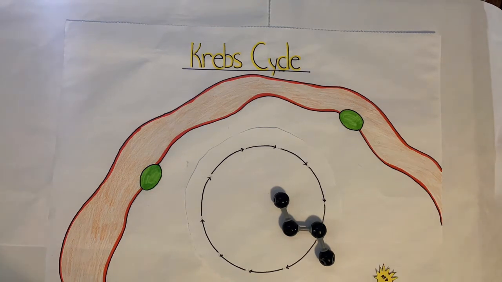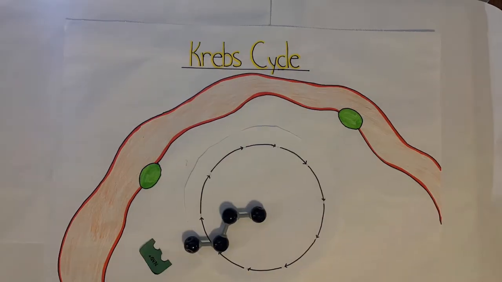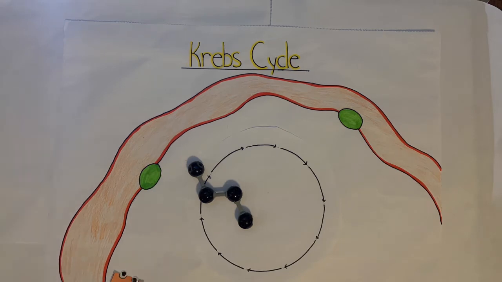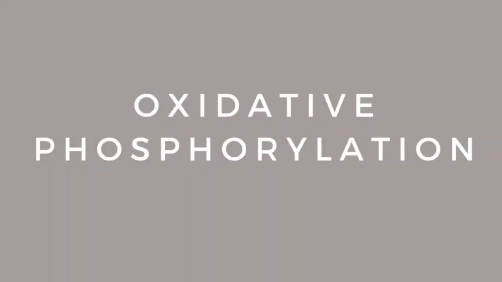2 hydrogens from the intermediate molecule are transferred to FAD to produce FADH2 through an oxidation reaction. This cycle occurs twice to process both pyruvates, thus resulting in twice the amount of each product.